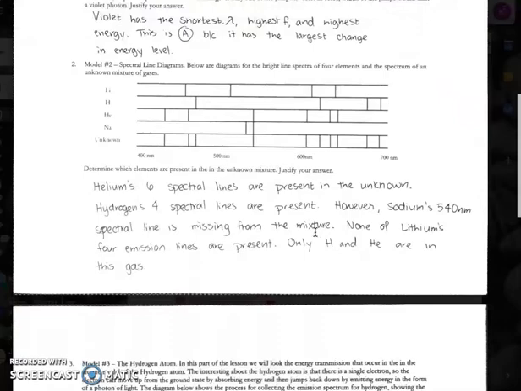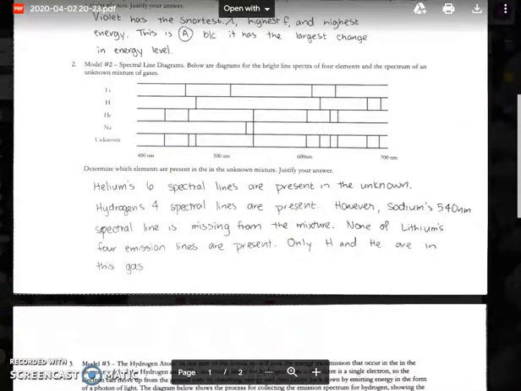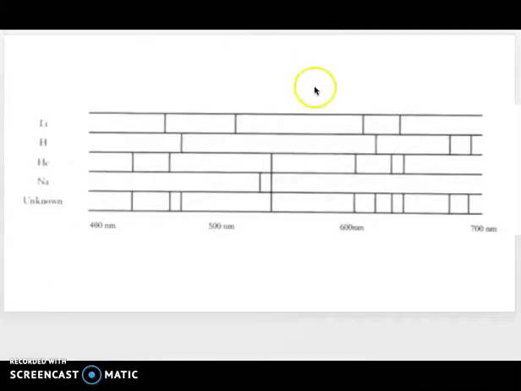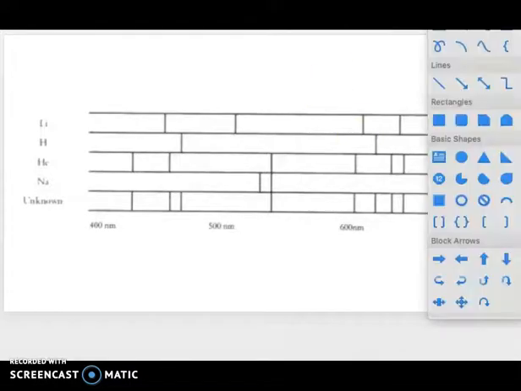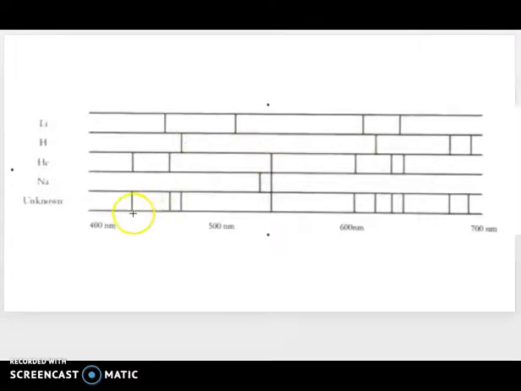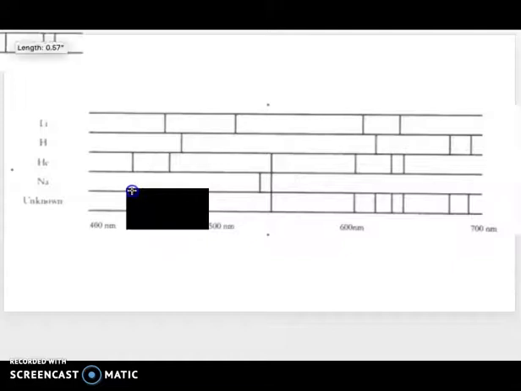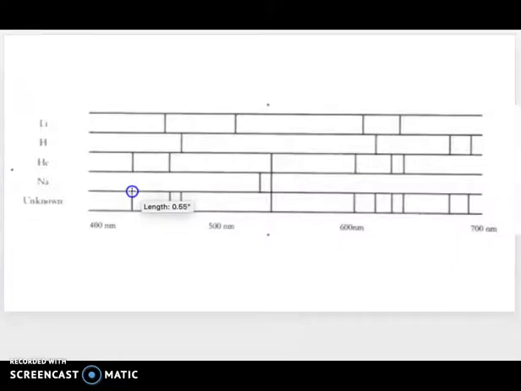Now, lots of questions on this model. So many questions that I'm going to try and do a drawing over this as we go. So, in order to figure out which elements are in the mixture, I need to line up every element with the unknown. So, let's take this line here. It looks like it's about a 420 nanometer line. That matches up with helium's line. I'm going to put this here, and maybe I'm going to make it a different color.